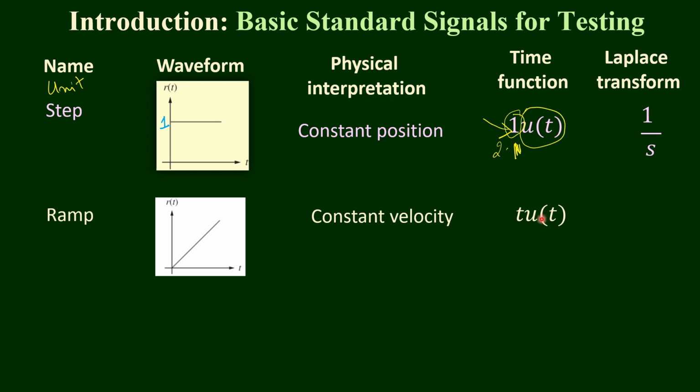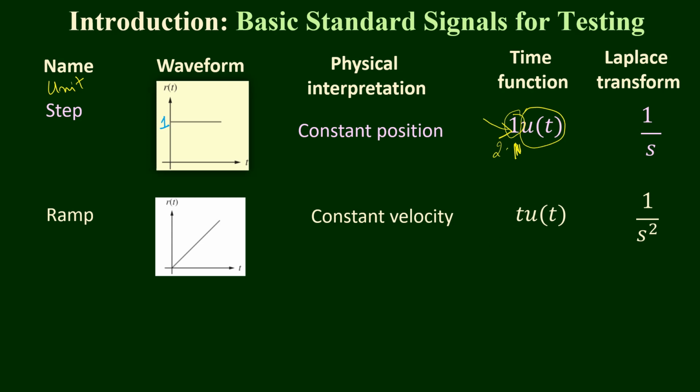Before going forward in this video, you should stop the video here and see whether your answer matches my answer. Here you will get 1 over s square. So 1 over s square is the Laplace transform of t u of t. We say it is a ramp function. The signal starts at 0 and then constantly increases.